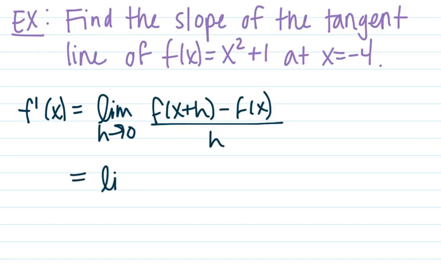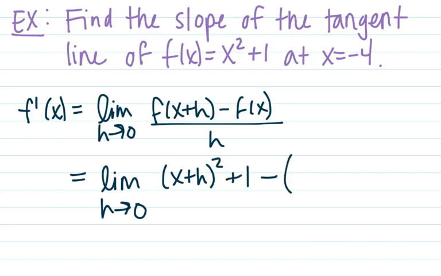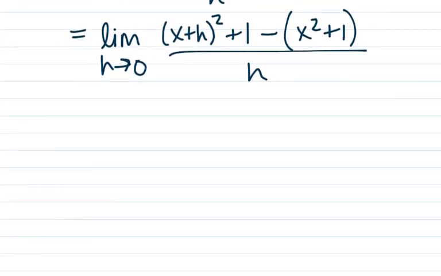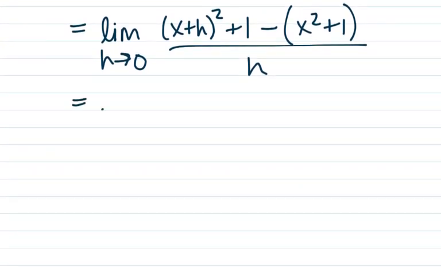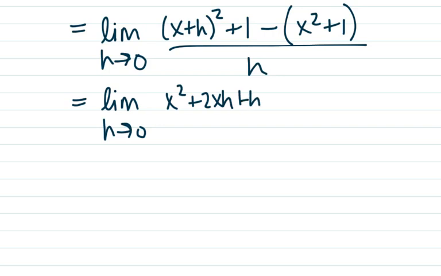Okay, and now we can actually use our x squared plus 1. We're going to use x plus h squared plus 1 minus parentheses x squared plus 1 all over h. Okay, so please be careful expanding your binomial in the next step. So that would give us x squared plus 2xh plus h squared plus 1 minus, distribute to our x squared and our 1.